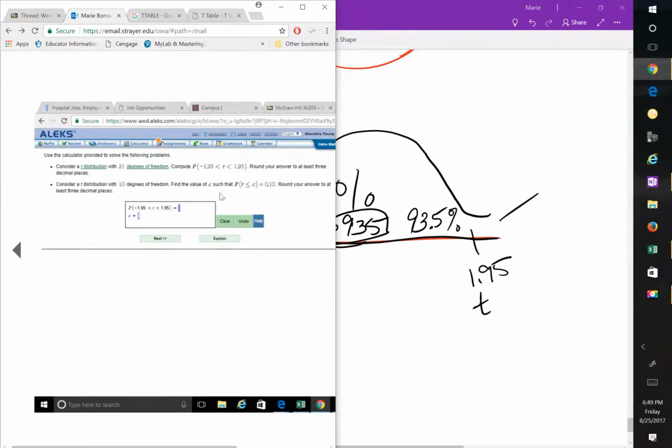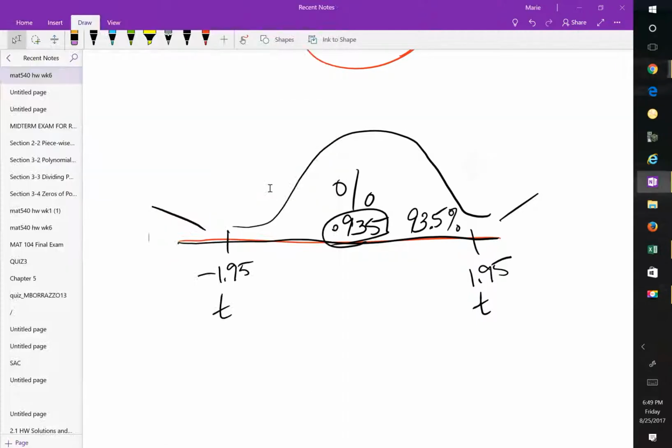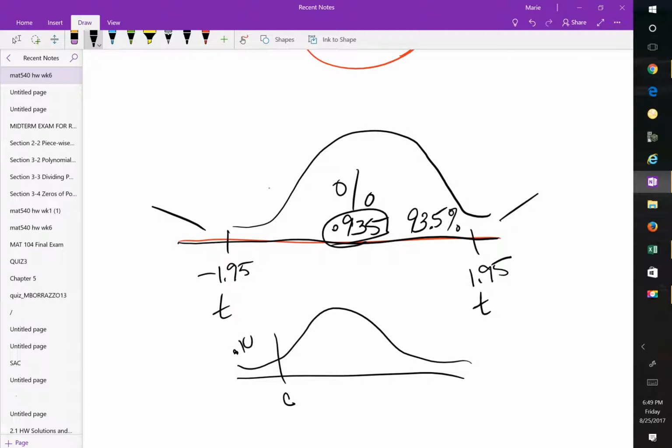Now the other question says consider a t-distribution with 10 degrees of freedom. Find the value c, so in other words they're asking you to find the t value, they call it c, such that the probability of this value is less than or equal to c. So in other words they're saying this value is going to be less than or equal to this cutoff. So if I have a cutoff, let's call it c, I'm at 10% over here. So you're looking at less than for a value.